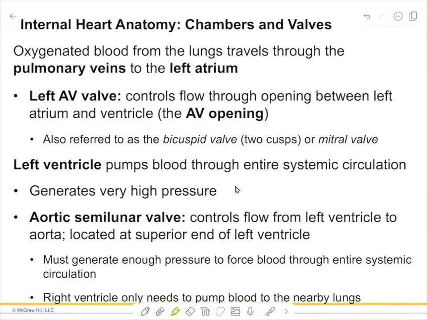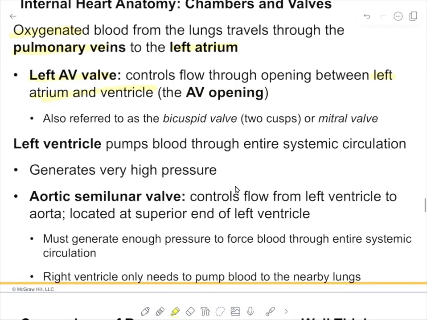On the left side of the heart, we see oxygenated blood flowing through it. So blood from the lungs travels through the pulmonary veins to the left atrium. And so the left AV valve, which is the bicuspid or mitral valve, is going to control flow through an opening between the left atrium and the left ventricle. The left ventricle pumps blood through the entire systemic circuit, and it generates very high pressure. This is the reason that it has the thickest myocardium. When oxygenated blood then is ejected out of the left ventricle, it goes through the aortic semilunar valve into the aorta.